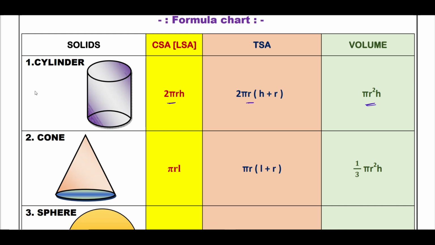For any problem, you should find out CSA. After that, you can find out the top portion and the bottom portion, and if you add, you will get the TSA. TSA of any solid will be equal to CSA plus top portion plus bottom portion. Top surface area plus base or the bottom surface. Here it is in the shape of a circle, that is pi R square, and also it is pi R square.